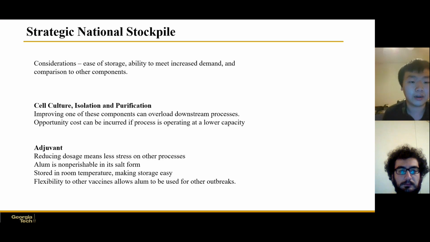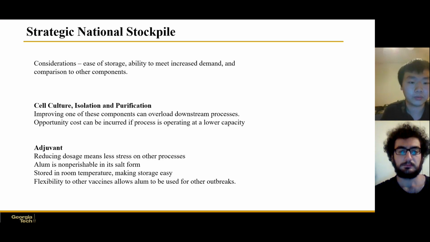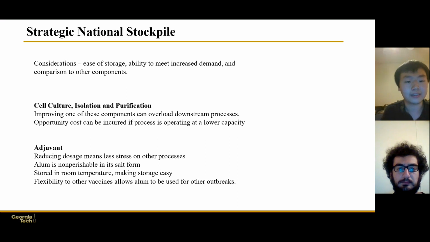And even if all three components were, let's say, operating at a lower capacity just to prepare for the outbreak, in case they need to accelerate their capacity, companies will probably be less willing to agree to this because they are incurring an opportunity cost for operating at a lower capacity. So we decided to choose the adjuvant because the ability to reduce the dosage means less stress on the other processes.